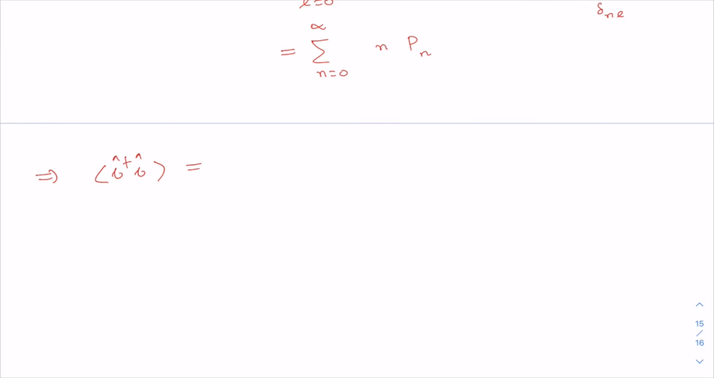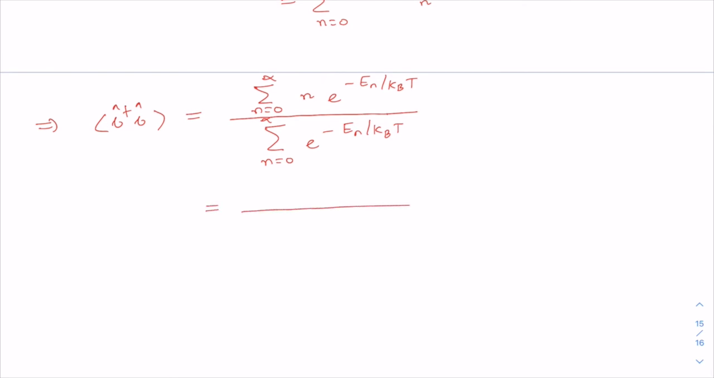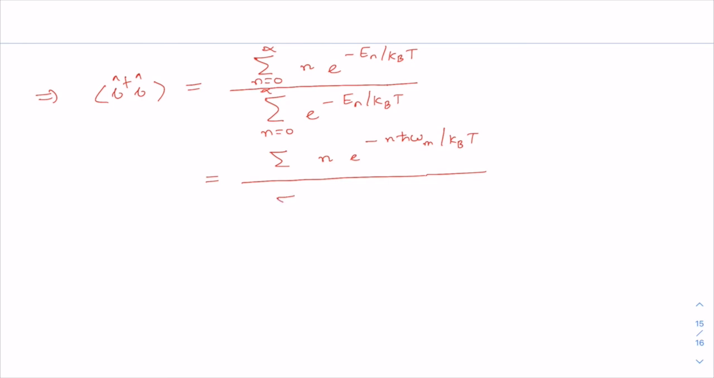So B dagger B, the expectation value, is the summation n equal to 0 to infinity of n e to the power minus En by kBT divided by the summation of e to the power minus En by kBT. This kind of thing we have actually worked out elsewhere also, but let us quickly do it. It's a harmonic oscillator, so we have n h cross omega by kBT, and here it is the summation n equal to 0 to infinity of e to the power minus n h cross omega by kBT.